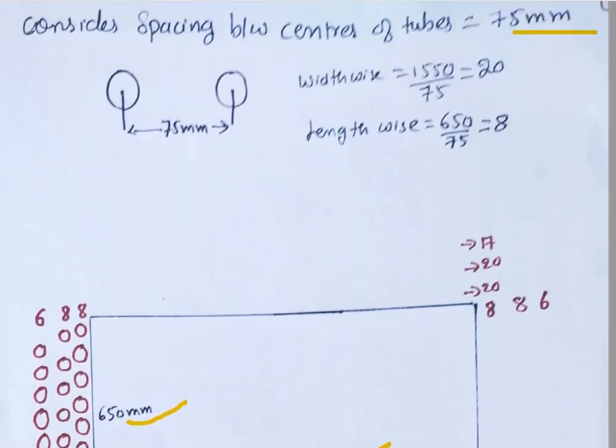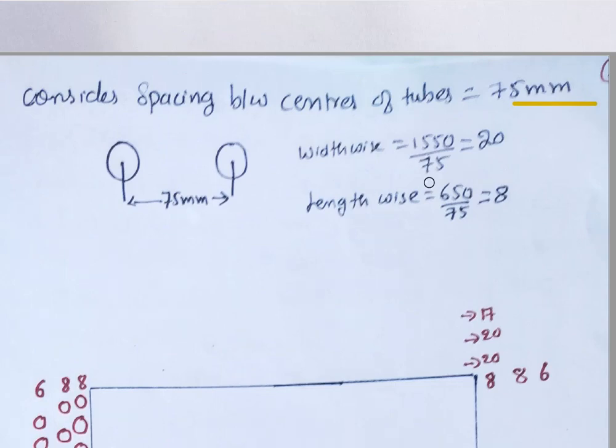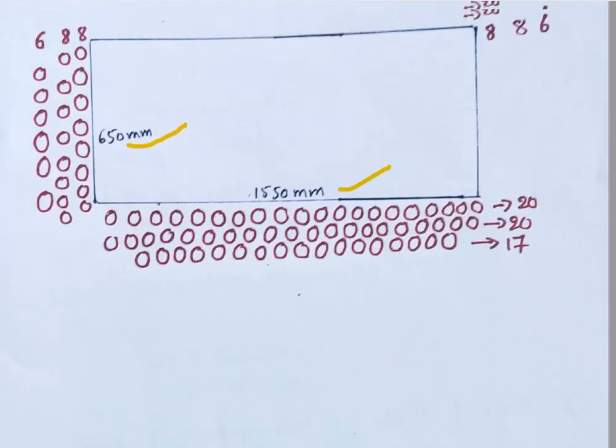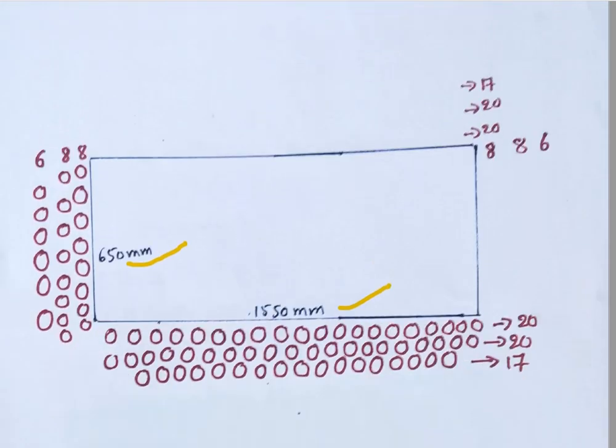Now from this width wise, 1550 by 75, we will get 20. So 20 tubes can be accommodated in a single layer. Lengthwise it is 650 divided by 75, it gets 8. Now if you place, the total number of tubes is 158.